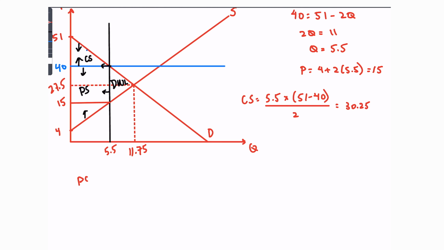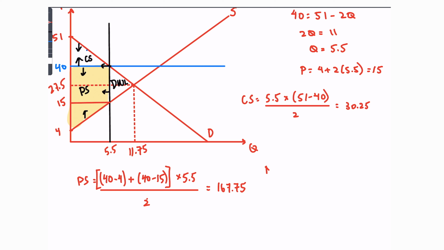For producer surplus, we have a trapezoid. So the big base is 36. The difference between 40 and 4. I'll highlight the trapezoid in orange here. So it would be this. This is the area we're finding right now. The small base would be the difference between 40 and 15. All of that multiplied by 5.5, which is the height, and then divided by 2. So the new producer surplus would be 167.75.